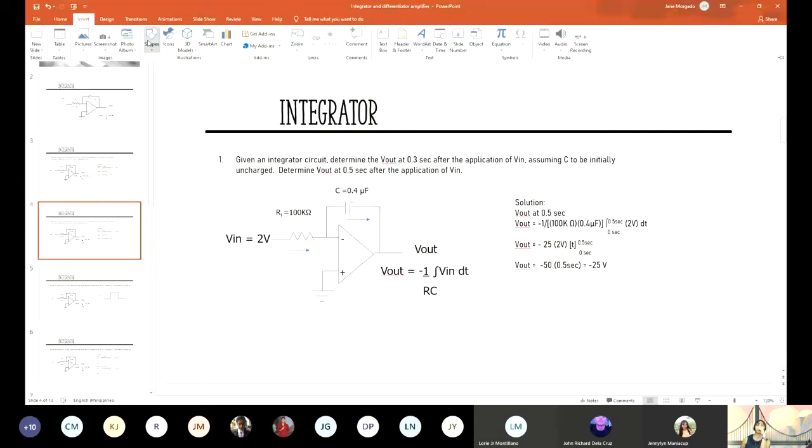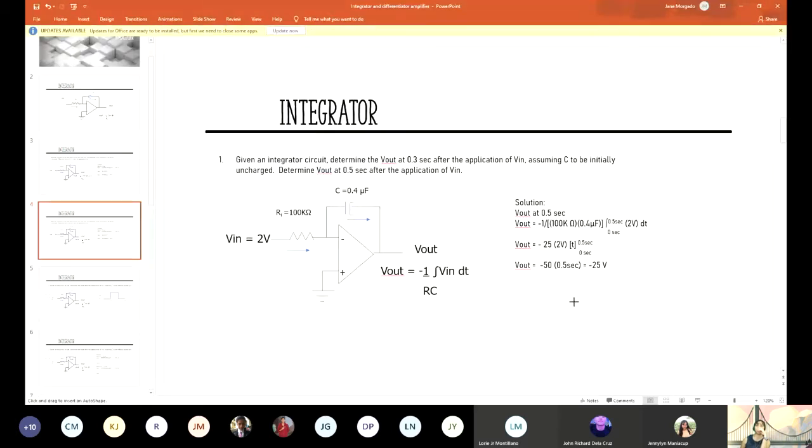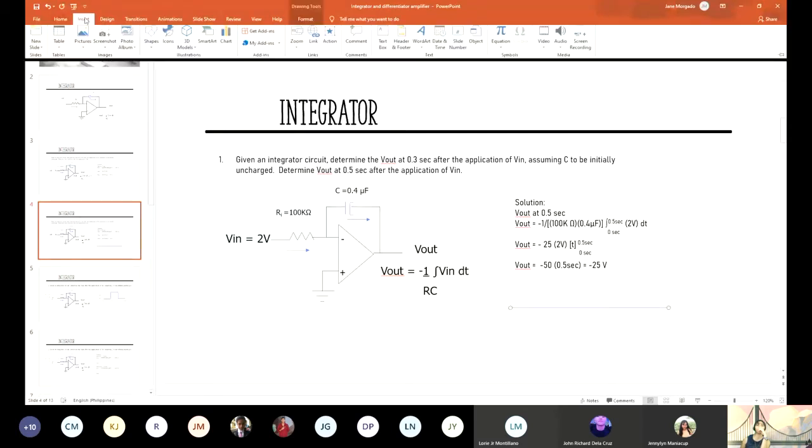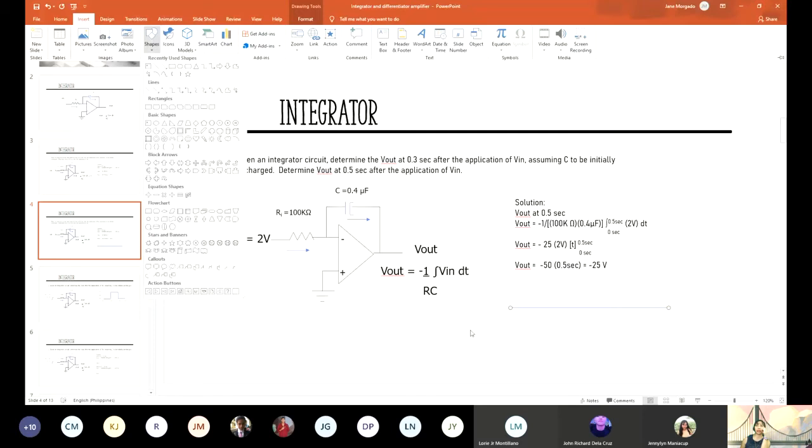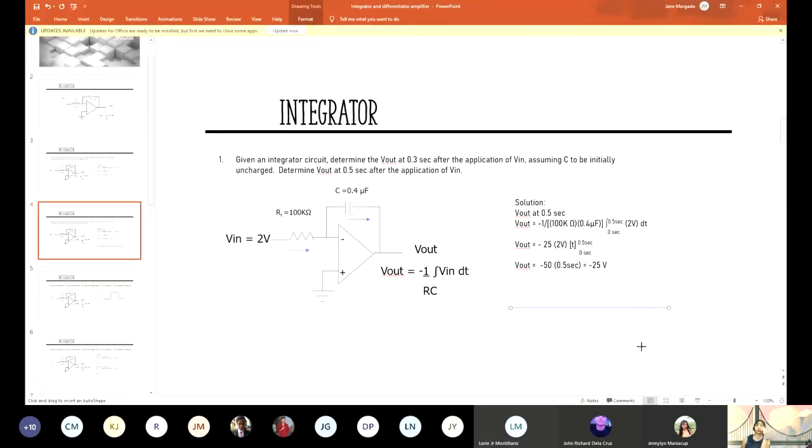Okay. So ang maximum, so it will cut off even if the calculation shows that it should have maximum of negative 25 after 0.5 seconds. So, but still magka-cut off siya at 15. So the waveform would look like this. So this is your input. Okay.